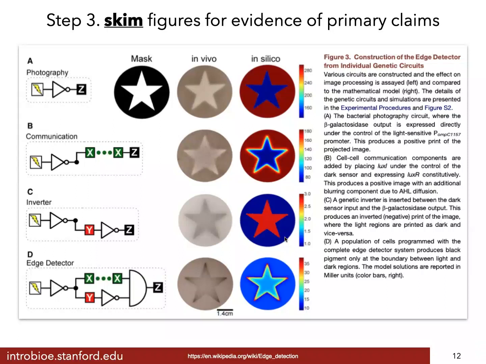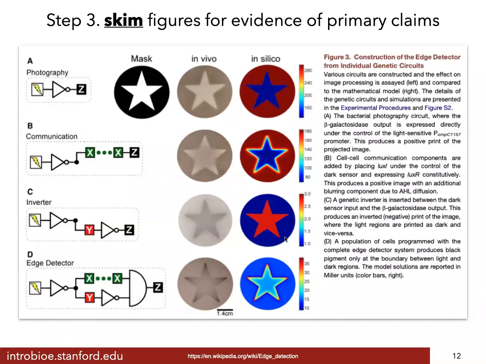So if we go over to the figure legend, all the way down to the bottom right, we can see the text describing, just to the left, what's in Figure 3D. It reads, "A population of cells programmed with a complete edge detector system produces black pigment only at the boundary between light and dark regions. The model solutions are reported in Miller units on the right."